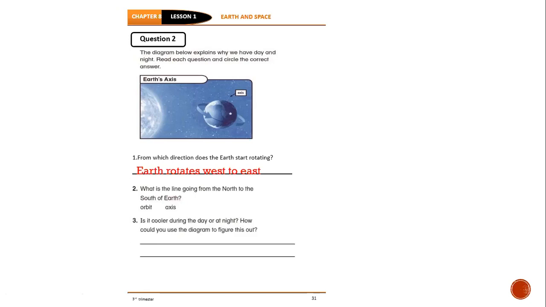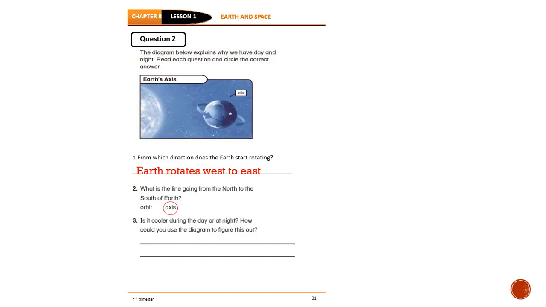Okay, number 2. What is the line going from the north to the south of the Earth? It's called axis. Because I imagine that there is a line going from the north to the south. This is an imaginary line called the axis.